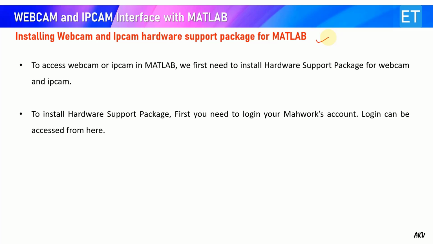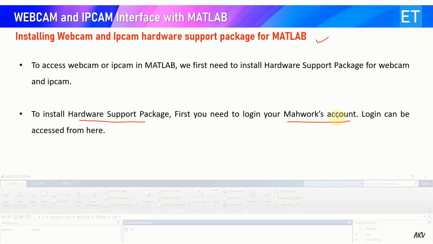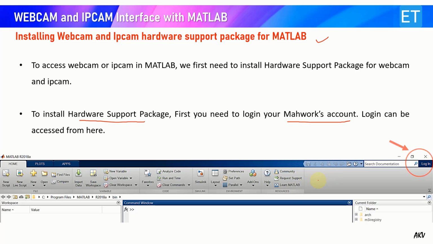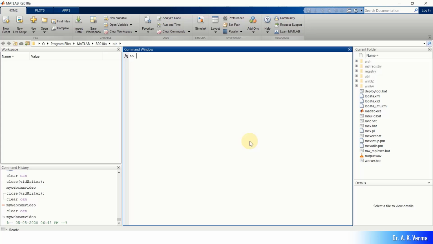Okay. So to install the hardware support packages, first you need to log into your MathWorks account. This login you can find from here. When you see the MATLAB window, at the top right corner you can find that login is written here. When you press this login, a pop-up will appear where you can put your ID and password to enter your MathWorks account. So in the coming slides, let me explain how you can install the hardware support packages. Okay, now let's see how we can download the hardware support packages and how we can install them.